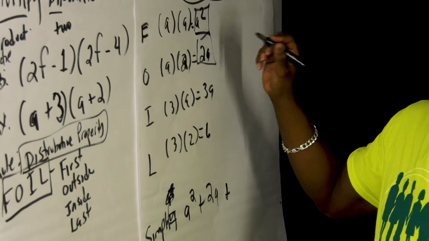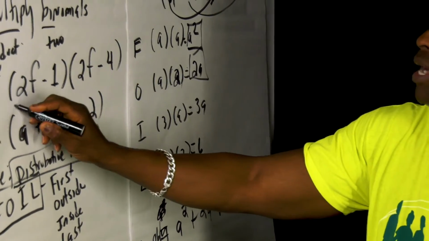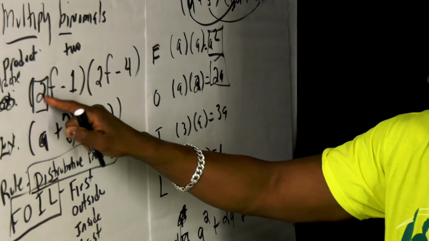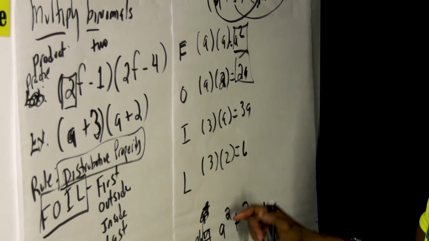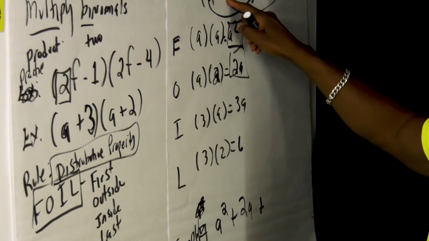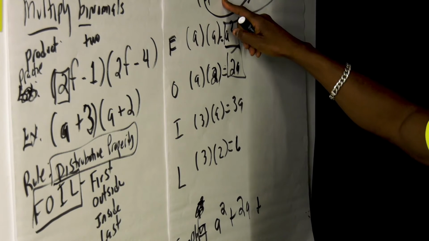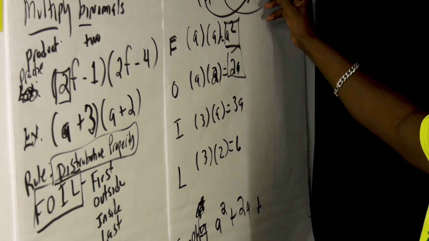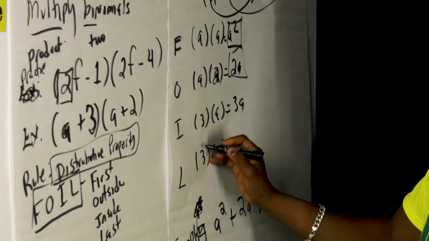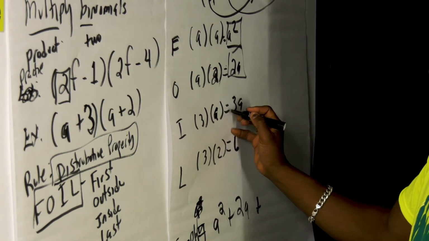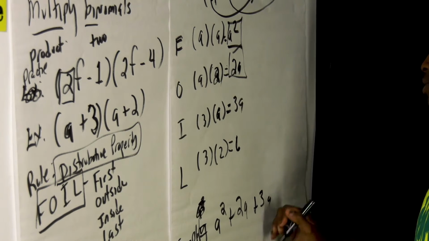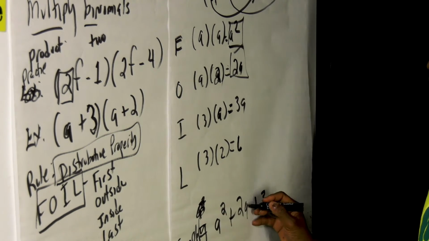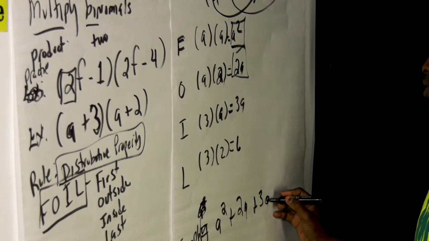Remember, the number by the variable is called the coefficient. In 2F, 2 is the coefficient, F is the variable. The inside will be the inside numbers, 3 and A. Reading from left to right, we have 3 and then A, and when we write it, it'll be 3A. So we have A squared plus 2A plus 3A.